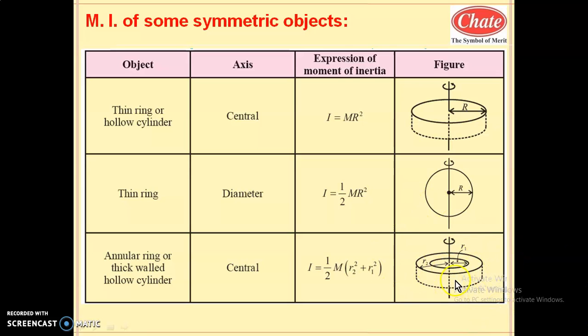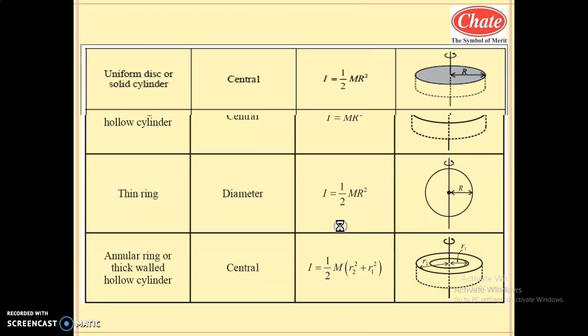Here the density remains the same. So for density you have to take the surface density, which is the same. From this you will get the relation between m2 and m1. The mass m of the remaining portion is m2 minus m1. Solving this you will get I equal to half m (r1 square plus r2 square). That is the moment of inertia about the central axis of the annular ring.